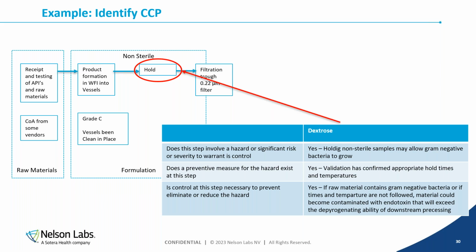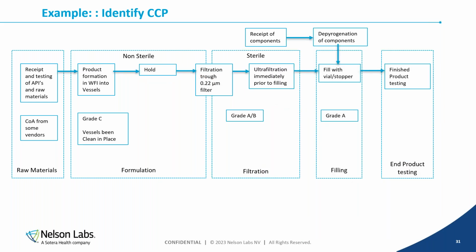And then the last question: is control at this step necessary? Yes, for sure. Because if we have a lot of gram-negative bacteria on our raw materials, we might have a large contamination after this holding time, and the contamination can perhaps go so high that it will exceed the depyrogenation ability of our downstream processing. So we have identified a second critical control point, and if you do this on every step of your production chain, you might come up with these 5 critical control points.